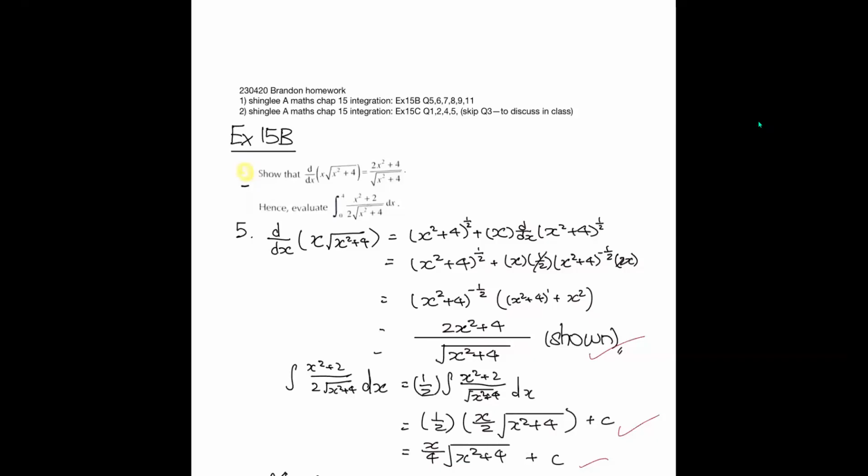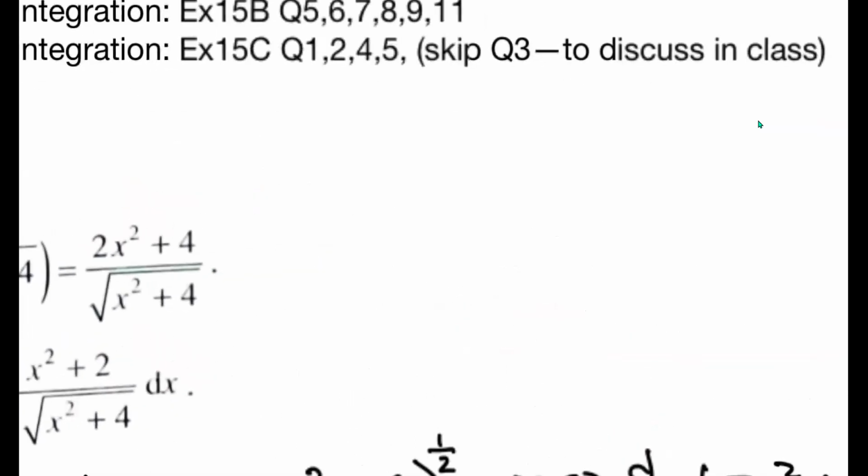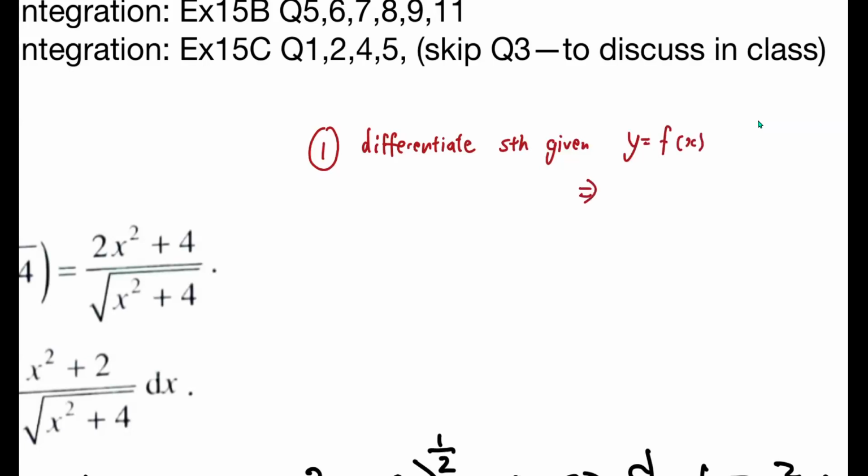Yeah, so let's begin. Exercise 15C, I haven't tried. Let's go through 15B. Most of them are correct. Very good. The trick here is really just 2 steps. Step 1, differentiate. Given y equals f of x, which will give you dy by dx equals f prime of x. Okay, whatever that derivative is.